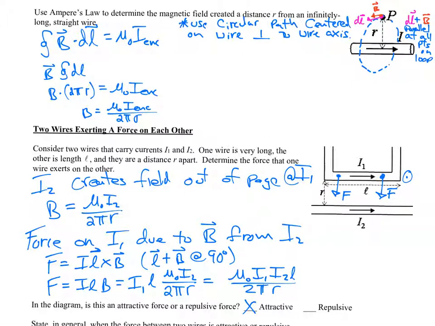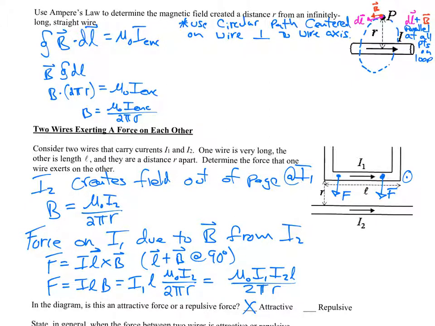Then we can do qV cross B for this. So V is to the right, or IL cross B. I is to the right, so you'd want to point your right fingers to the right and curl them in the direction of B, which is out of the page. And when you do that, your thumb points down. So there's a downward force on wire 1. That's an attractive force. There would also be an equal and opposite upward force on wire 2.